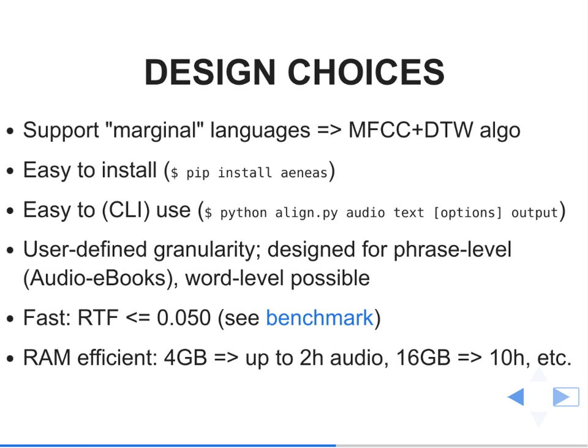Please allow me to spend some words on a few design choices behind aeneas that are very close to my heart and that I think should offer some food for thought. I mentioned earlier that one of the strengths of aeneas is its support for multiple languages. In fact, if you look for open source aligners or even closed source aligners, there are very few that offer decent performance on marginal languages. By marginal languages, I do not think of Icelandic only.